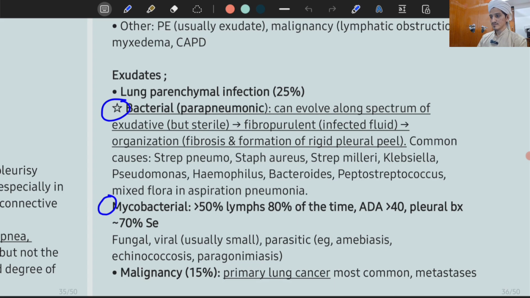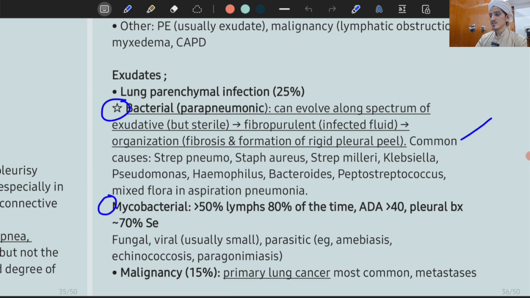Bacterial effusion is also known as synpneumonic effusion or parapneumonic effusion, and it evolves along a spectrum. First of all, it is exudative but sterile, then it becomes infected and fibropurulent, then it causes fibrosis and formation of a rigid pleural peel, also known as fibrothorax. Common causes of lung parenchymal infection include Streptococcus pneumoniae, Staph aureus, Klebsiella, Pseudomonas, Haemophilus, Bacteroides, Streptococcus, and mixed flora in aspiration pneumonia.